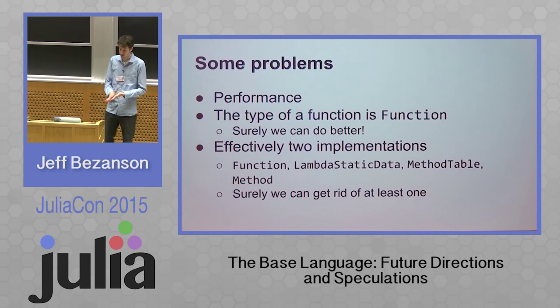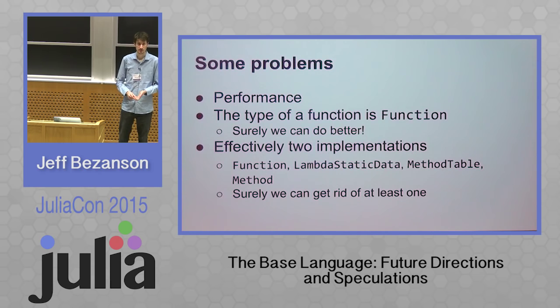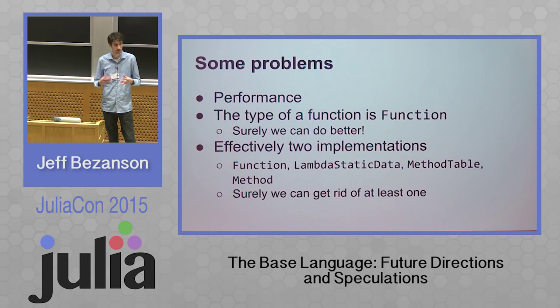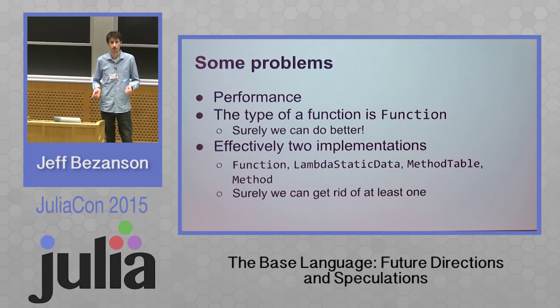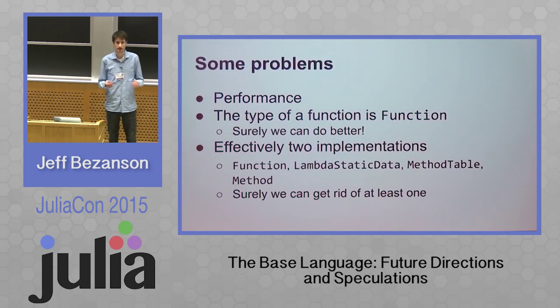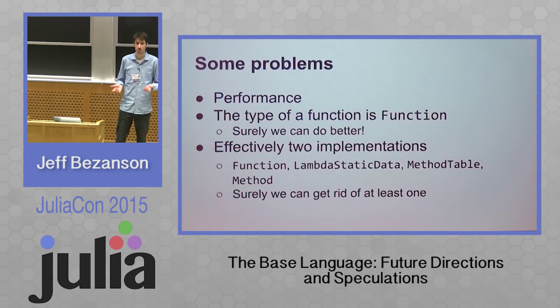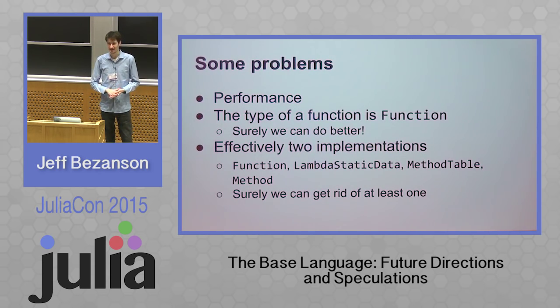There are a few problems. Performance is an issue. Doing lots of functional programming constructs like maps and folds is generally in Julia much slower than using idiomatic array programming, like just calling the sum function. Also, if you take some function like sine and type sine in your terminal, the answer is just "function", which is not a very impressive answer, in my opinion. It doesn't tell you a whole lot. So surely we can do better than that.